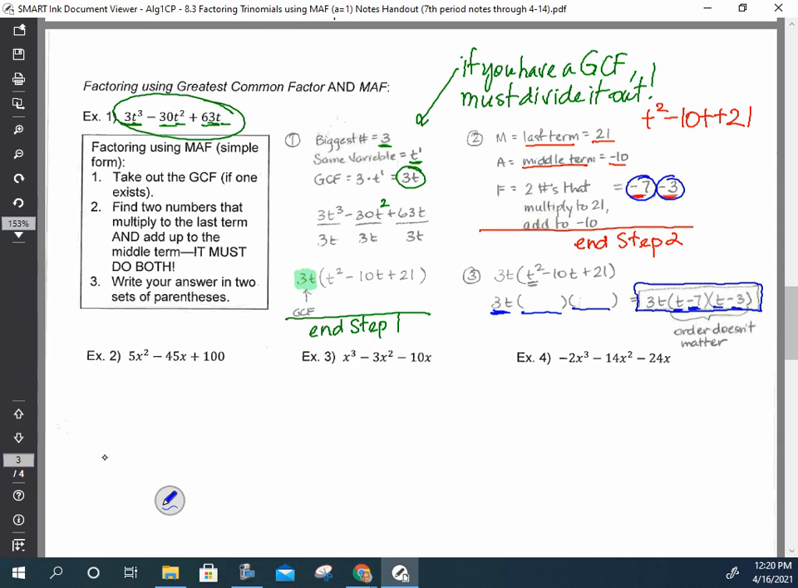So that's how it all works out. Again, the order doesn't matter. If you put t minus 3 first, it doesn't hurt it. But that's how it is start to finish. So notice the only thing that we added is that we did a GCF. Now we actually did one.